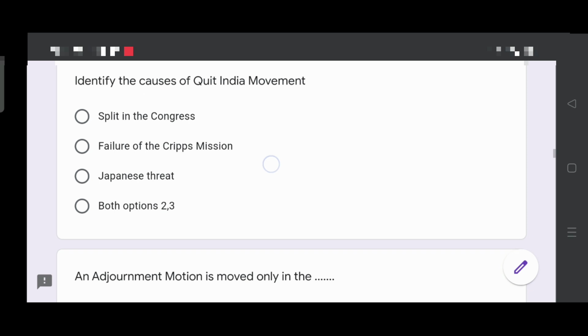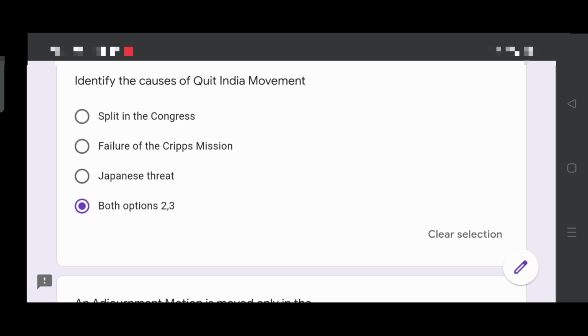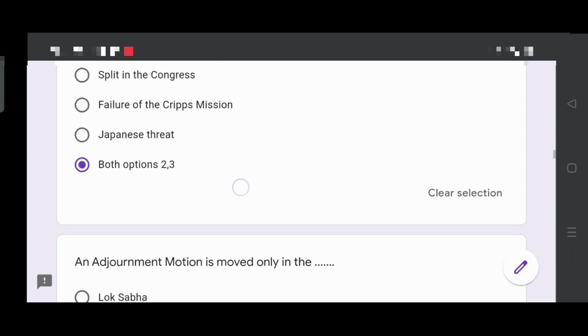Identify the causes of the Quit India movement. Split in the Congress, failure of the Cripps mission, Japanese threat, or both options 2 and 3. Well, the right answer is failure of the Cripps mission as well as the Japanese threat, option D. Both options 2 and 3 is the right answer.